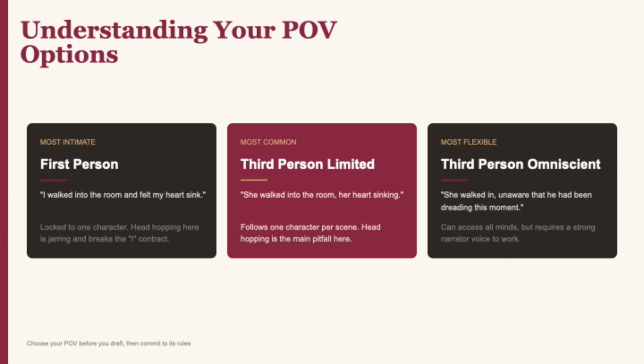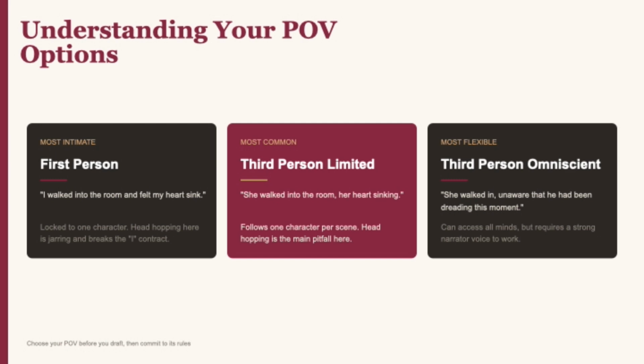But then you also have third person limited. This is what I write in. It is, of course, the most common, and a lot of writers do write in third person, the most common choice in commercial fiction. Head hopping is, of course, the main pitfall when you do this, because it's easy, if you have two people in the scene, to try to get in both people's heads.